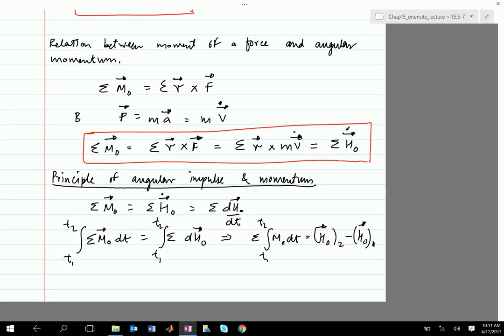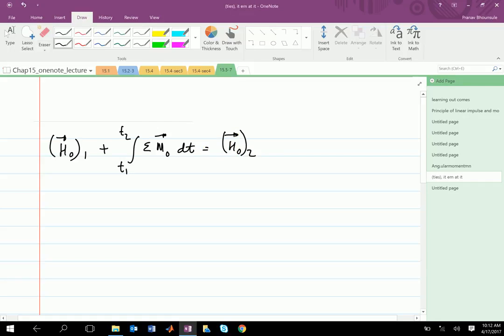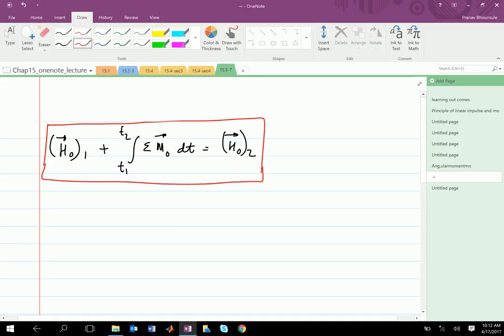So I'm going to rewrite this in a slightly different way so that we can then start using that when we solve problems. H_O1 plus the integral from t1 to t2 of the sum of M_O dt is equal to H_O2. Okay, so this is the principle of angular impulse and momentum. It says that H_O1 is the initial angular momentum of the system. Then the system is acted upon by a moment M_O. Then the sum of that plus the integral of M_O dt will tell you the final angular momentum at a different instant of time 2.